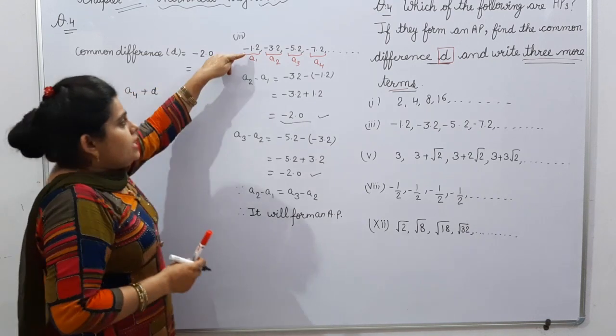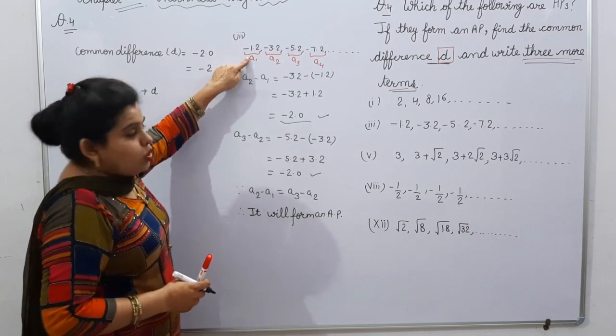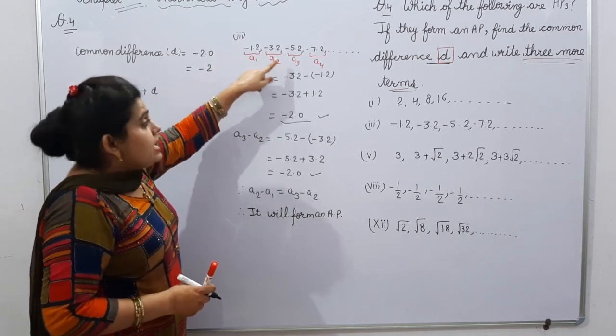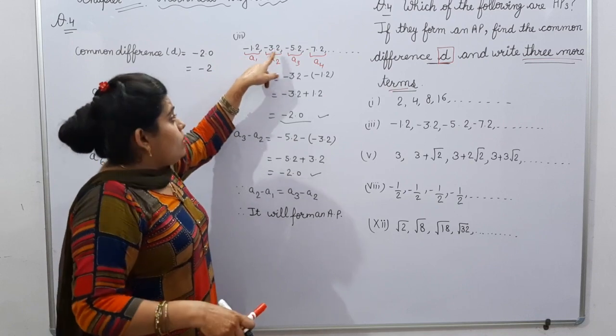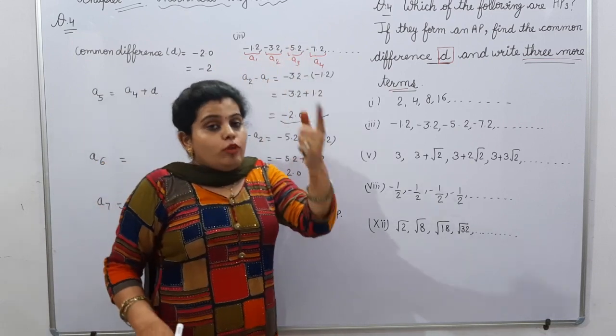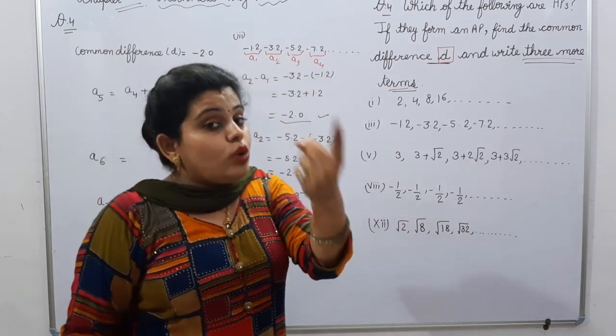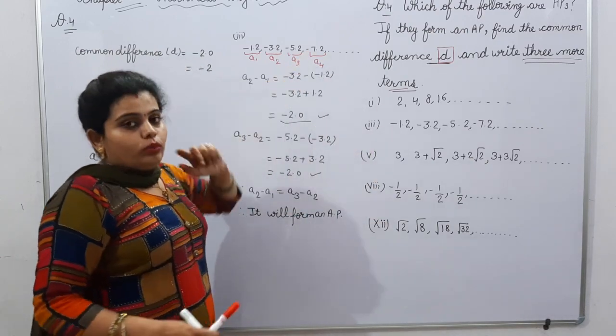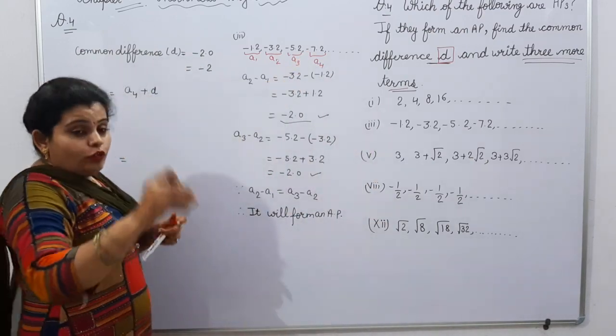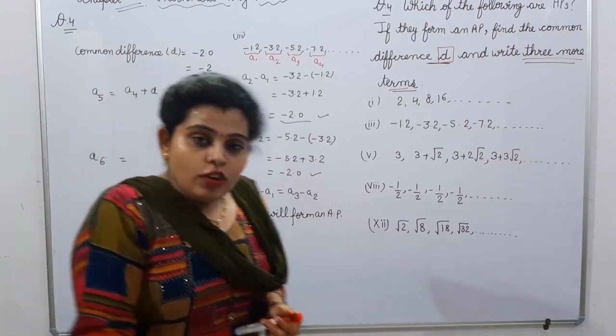हमने क्या किया? इसमें D की जो value है, मतलब minus 2 add किया तो हमें minus 3.2 मिला. Minus 3.2 में minus 2 add किया तो हमें minus 5.2 मिला. Minus 5.2 में minus 2 add किया तो हमें minus 7.2 मिला. Now what do we have to find? A5. How will we find A5?